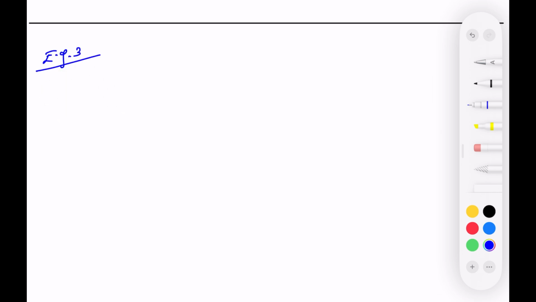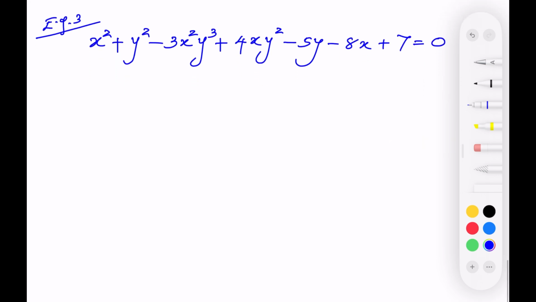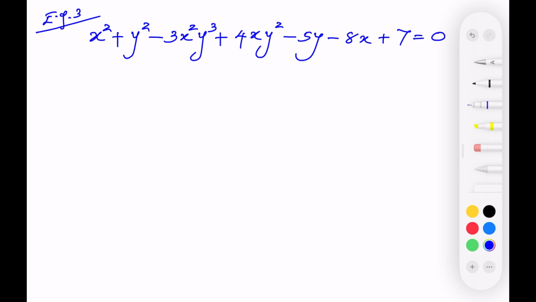For this example, I'm going to have some product terms. Let's say I need to differentiate x squared plus y squared minus 3x squared y to the third plus 4xy squared minus 5y minus 8x plus 7 equals 0. I need to find dy by dx for this equation.